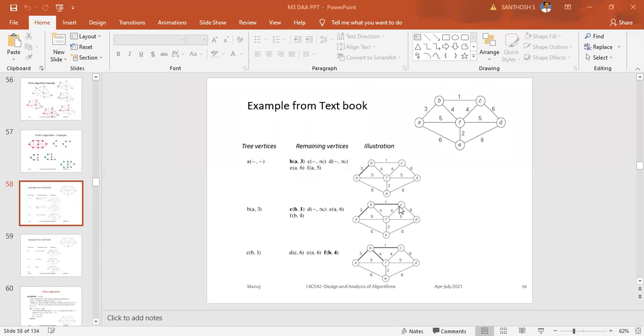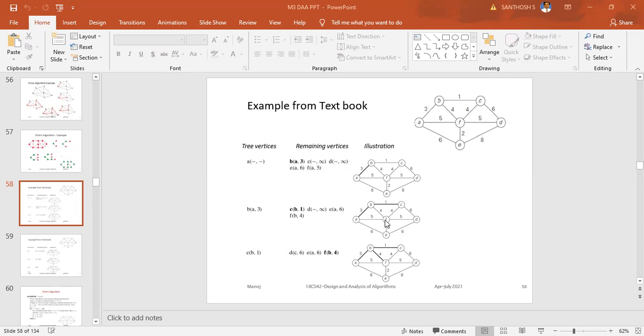D is reachable through C. Is it reachable from B? No. Reachable from A? No. It is reachable through C. So D is reachable through C comma 6. Next from C, is E reachable? No, E is not reachable from C. It is reachable from A. So write it as E, A comma 6.